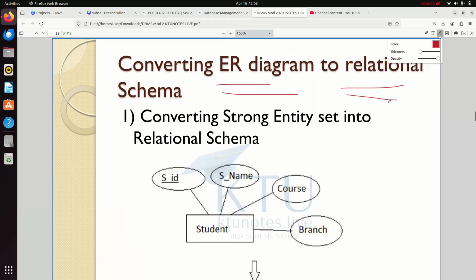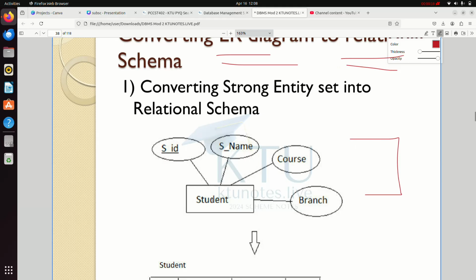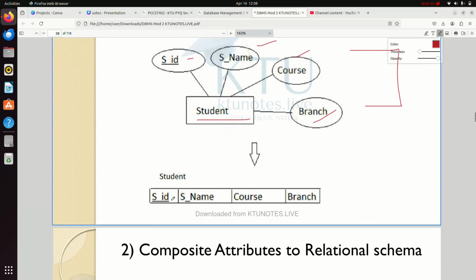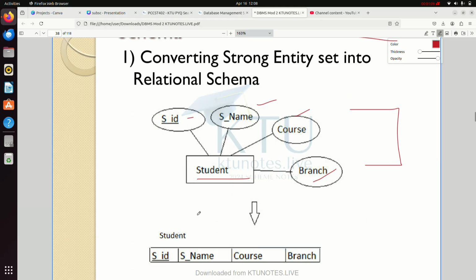So first of all, if you have a strong entity, how can you convert it? The strong entity is represented like this: student is an entity, its attributes are these, and SID is the primary key. So how can you convert this to a relational schema? The strong entity can be converted just like this. Student is here. Now SID, SName, course, branch. Just the primary key has the underlining. This is how you will convert a strong entity into a relational schema.